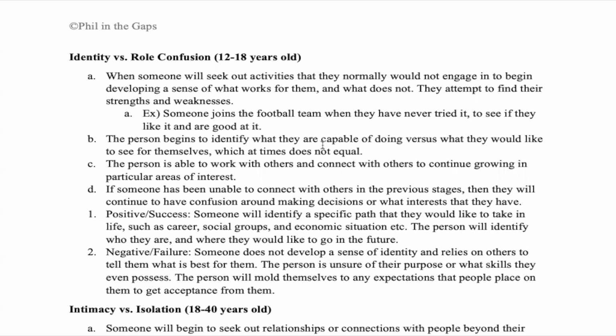But again, do not just focus on the age, but understand what the stage means and what it could look like within somebody's life. So identity is where somebody starts to recognize what they're good at, what they're not good at, and what is possible within their situation. Stated in a different way, it's when somebody will seek out activities that they normally would not engage in to begin developing a sense of what works for them and what does not. So they attempt to find their strengths and weaknesses.